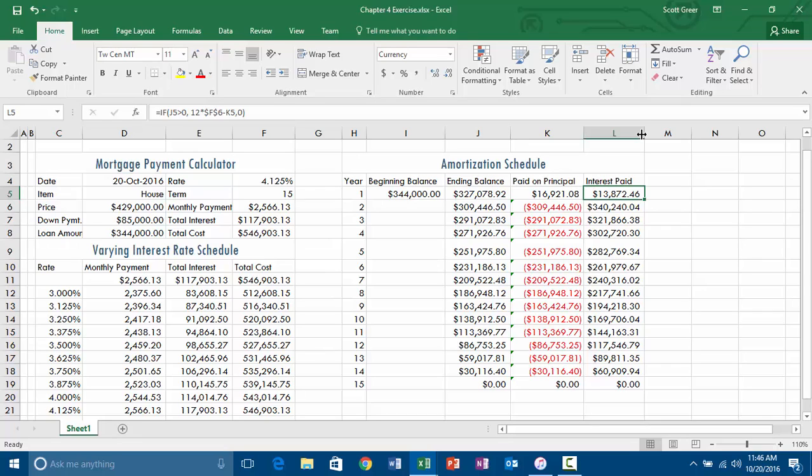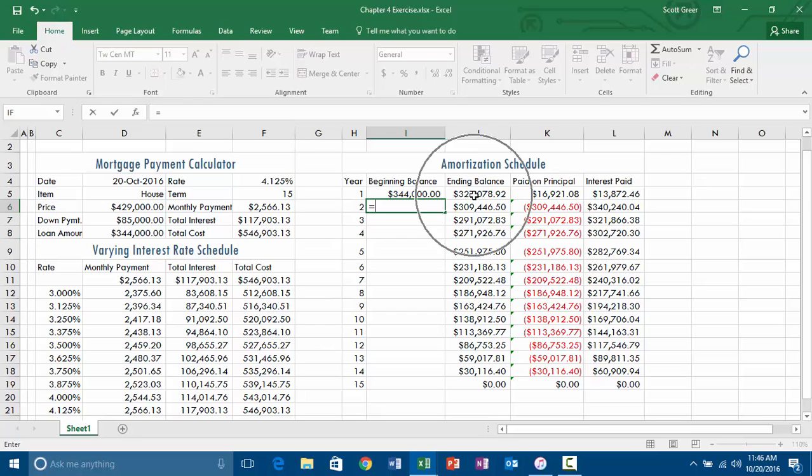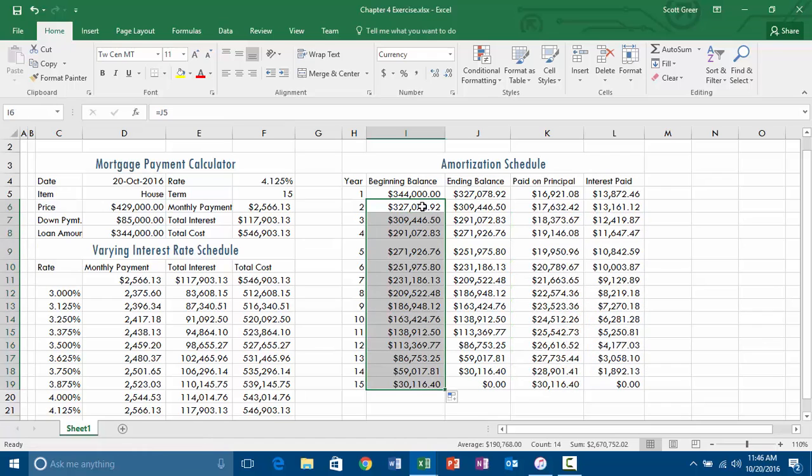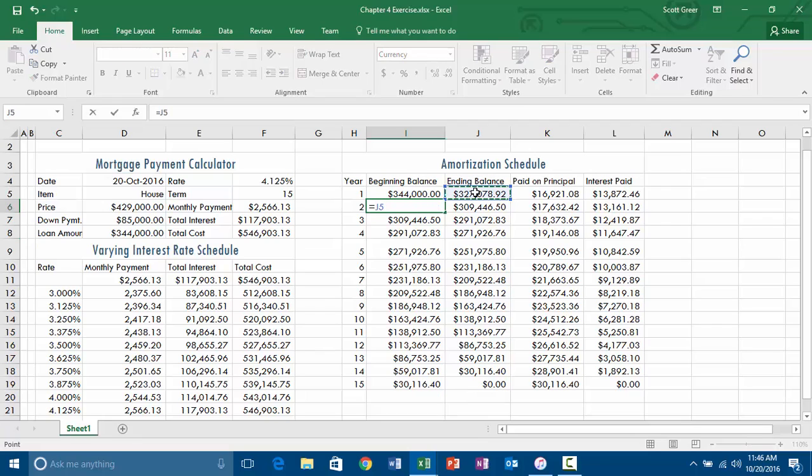Okay, so now we're going to fill in a beginning balance amount. The beginning balance is going to equal the ending balance from before. So I'm just going to say right here, this beginning balance equals the ending balance from year 1, excuse me. I hit enter, and now I drag it all the way down. You just say equals the ending balance from the previous year once, then go back into that I6 and drag it down all the way to the end of the 15.